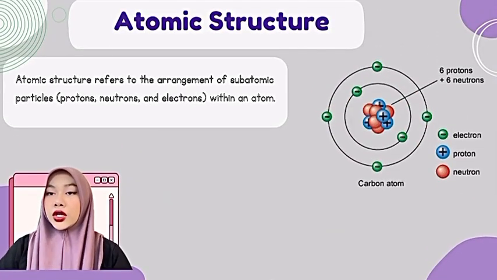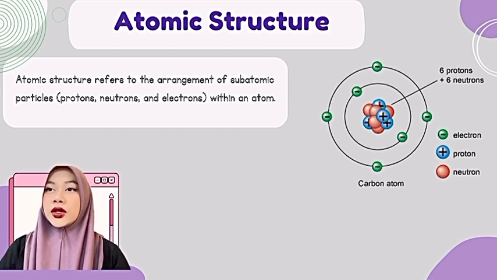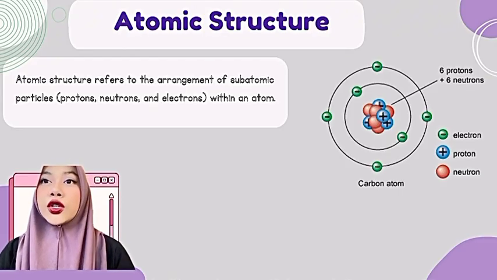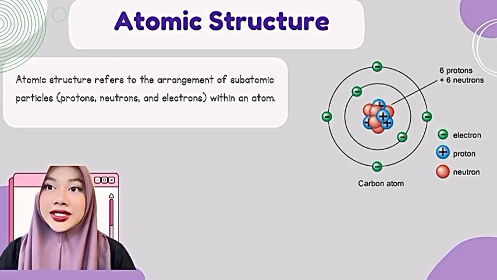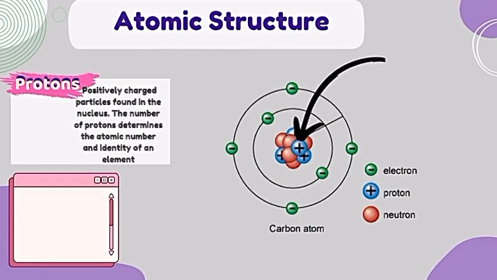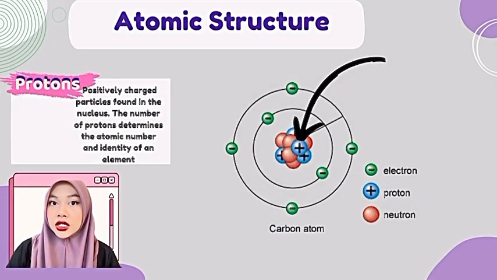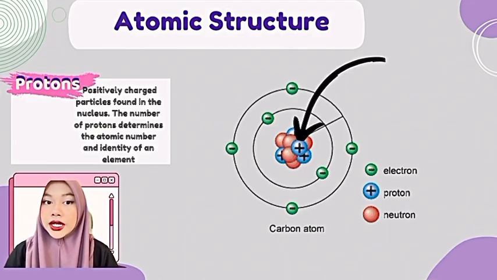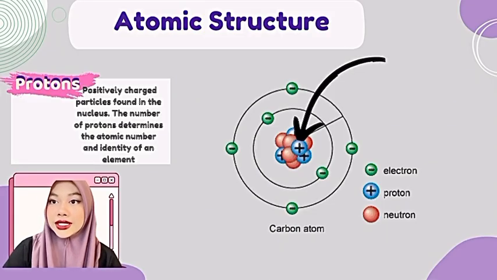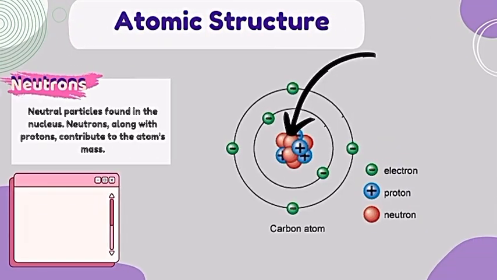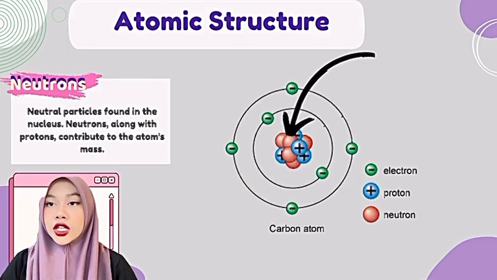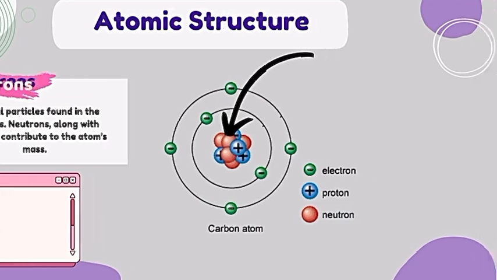What is atomic structure? Atomic structure refers to an arrangement of subatomic particles, which are protons, neutrons, and electrons within an atom. Proton, a positively charged particle found in an atom. The number of protons determines the atomic number and identity of an element. Neutron, a neutral particle found in the nucleus. Neutrons, along with protons, contribute to the atom's mass.